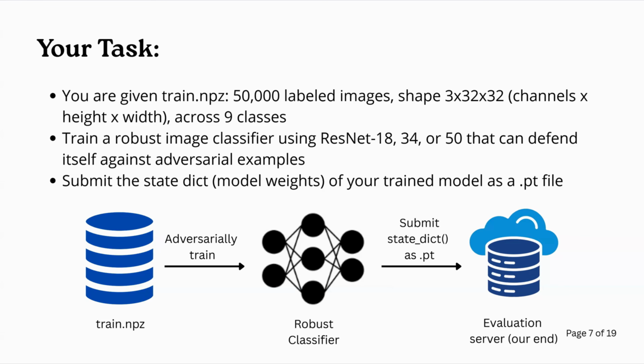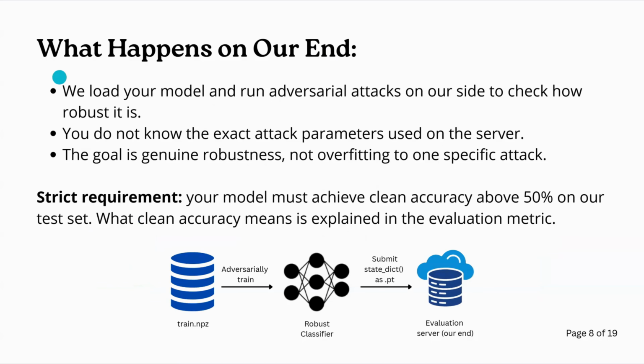And the evaluation that is happening on our end is, we load your model and run adversarial attacks on our side to check how strong and robust your model is. You do not know what exact parameters are used on the server for evaluating your model. The goal here is to make sure that your model is genuine, robust, and not overfitting to any one specific attack. That is why you don't have access to the exact attack parameters.